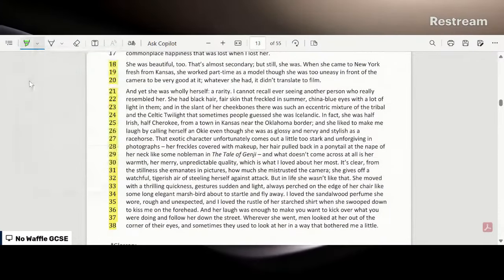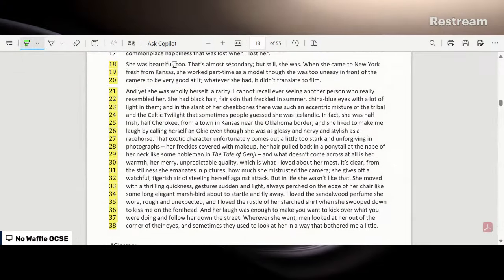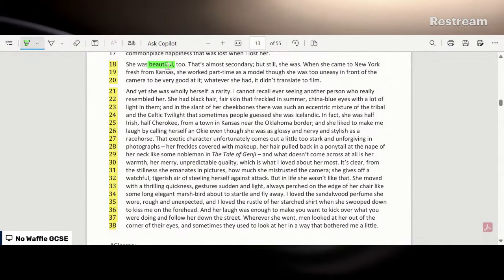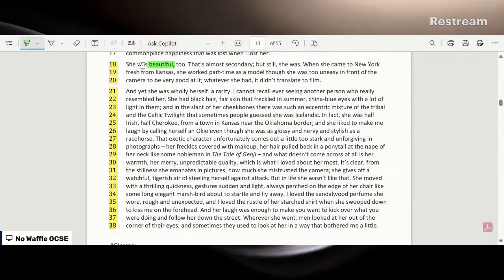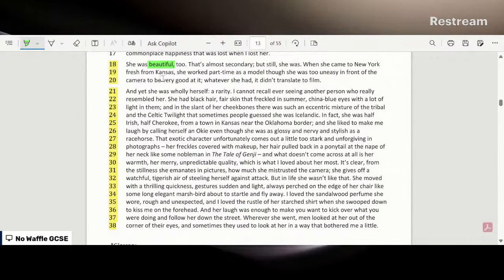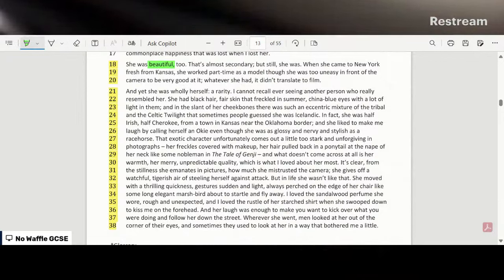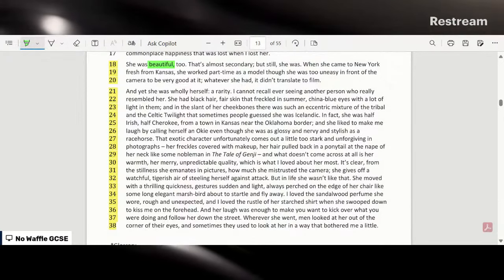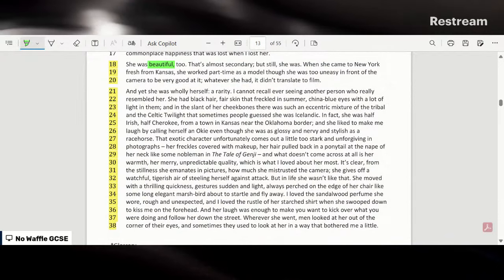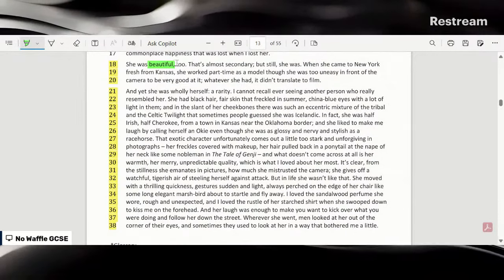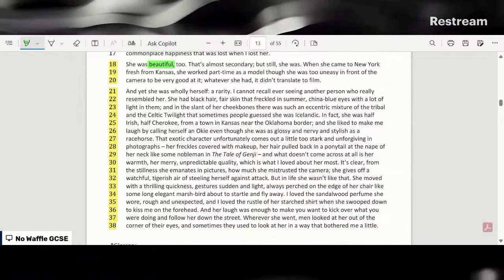So let's go. She was beautiful too. Okay, so you've got the simple sentence here. Well, it's almost simple because you've got the comma and an extra clause, but this part of it is simple. It's a declarative, and the fact that it's 'she was beautiful too' allows you to really focus on that adjective through the pause, the caesura there. Okay, that's almost secondary.